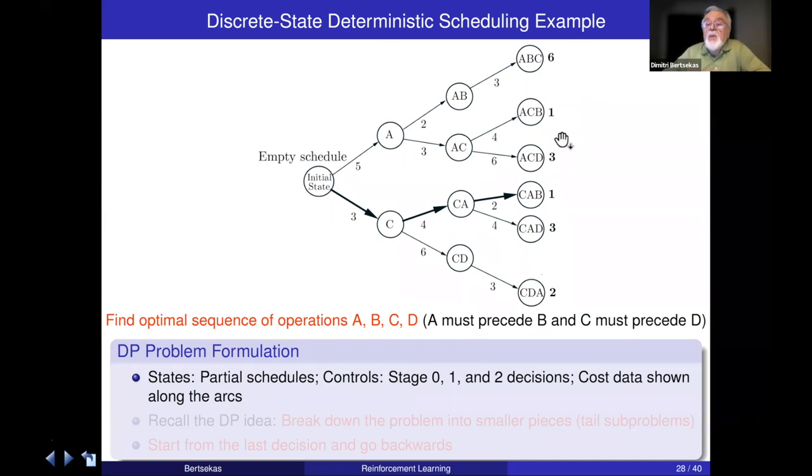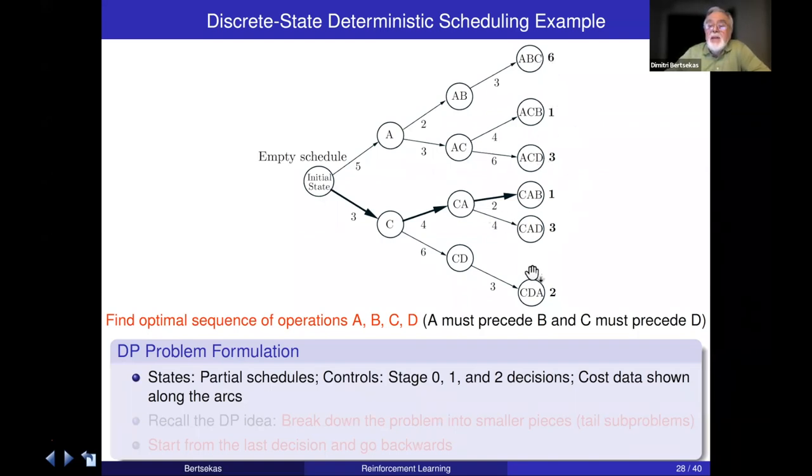And we write down the costs associated with the transitions. So here we assume that there's a cost of five to apply operation A initially, a cost of three for C. To apply B after A, there's a cost of two. C after A, there's a cost of three, and similarly. These are the transition costs from a given partial schedule to a feasible partial schedule that's one operation more, okay?